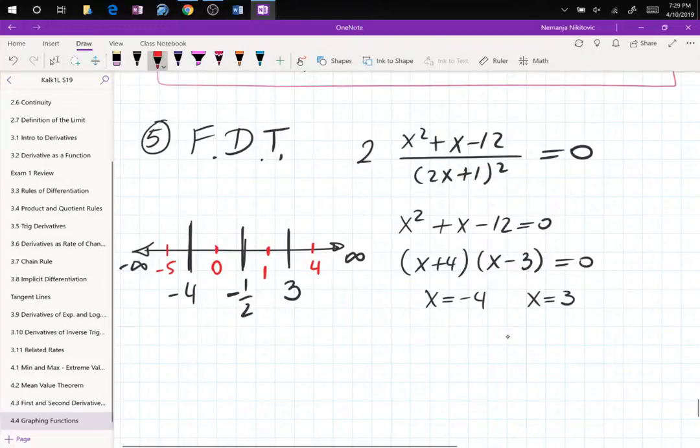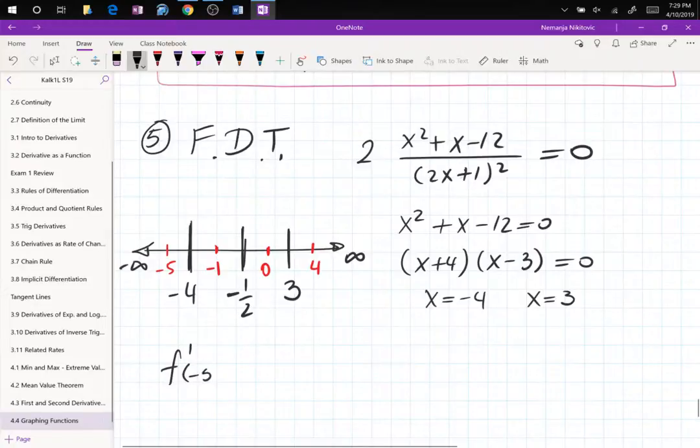Oh wait, 0 is here, not 1. That was supposed to be negative 1. Hold your horses. Switch that. So negative 5, negative 4, negative 1, negative 1/2, 0, 3, 4. Good. Now we're good.